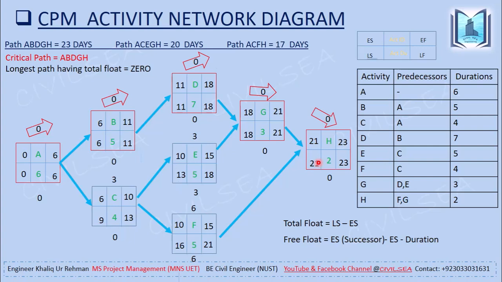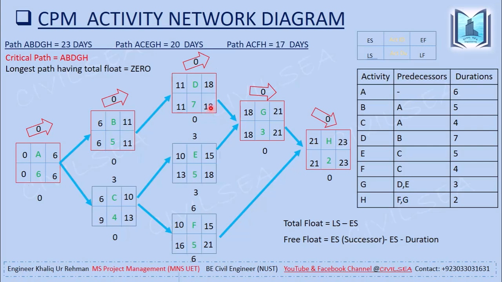So moving forward, 21 will become the late finish for activity G and the late finish for activity F. 21 minus 3 is equal to 18, and 21 minus 5 is equal to 16. That will become the late start of activity G and activity F. Activity G has two further activities. This 18 will move forward to D and E.